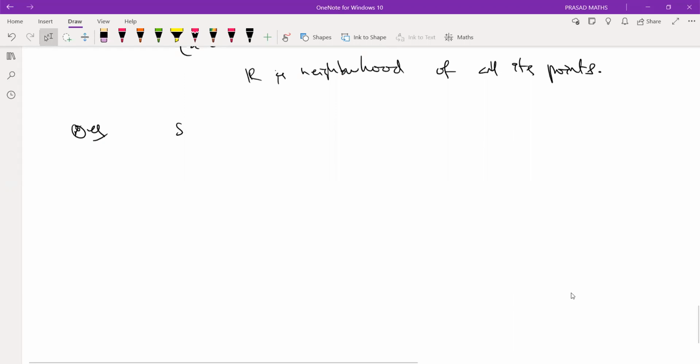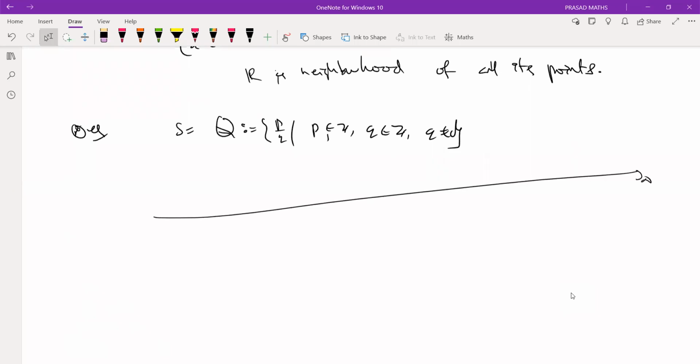Suppose you take S equal to the rationals. Suppose you give me 1. Is the set of rational numbers a neighborhood of 1? The answer is no. Any neighborhood you give me contains so many rationals and irrationals. Rationals and irrationals both are dense sets in R.